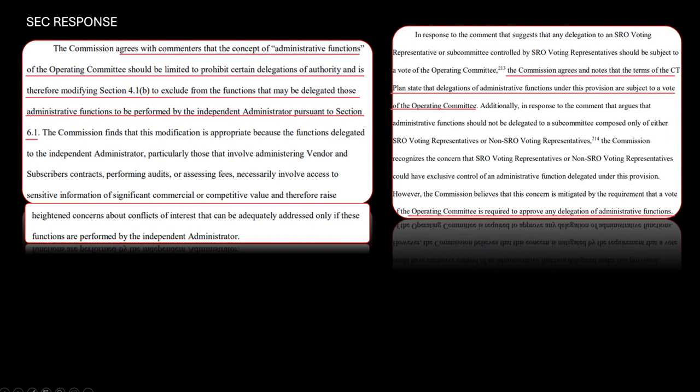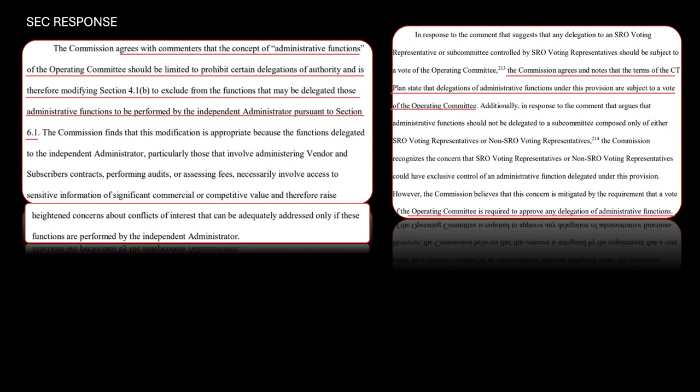In response to the comment that suggests that any delegation to an SRO voting representative or subcommittee controlled by the SRO voting representatives should be subject to a vote of the operating committee, the Commission agrees and notes that the terms of the CT plan state that delegations of administrative functions under the provision are subject to a vote of the operating committee. Additionally, in response to the comment that argues that administrative functions should not be delegated to a subcommittee composed only of either SRO voting representatives or non-SRO voting representatives, so basically they're saying you should either make it one side or the other. Either make it all non-self-regulatory organizations for voting or all self-regulatory organizations.